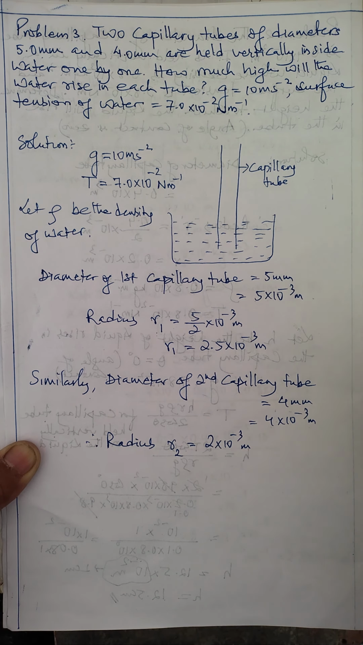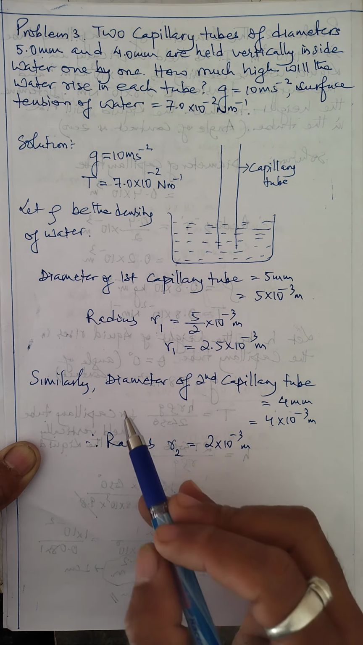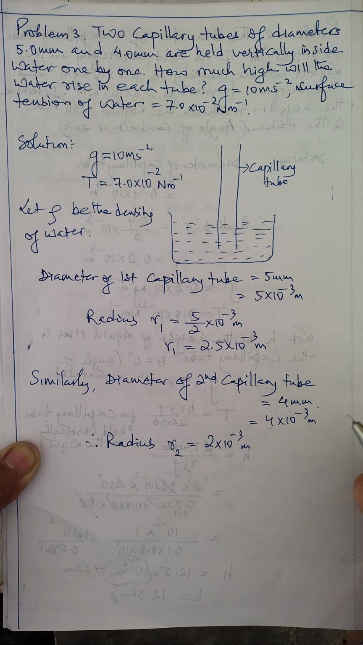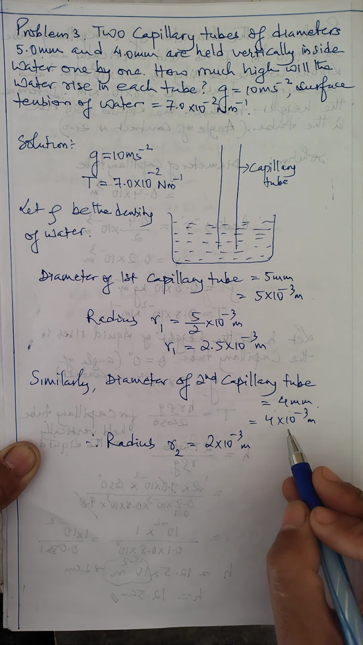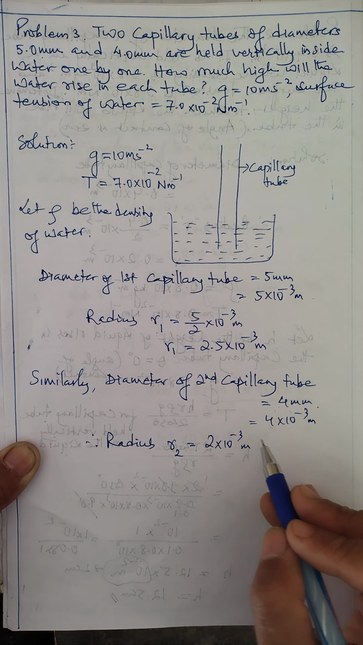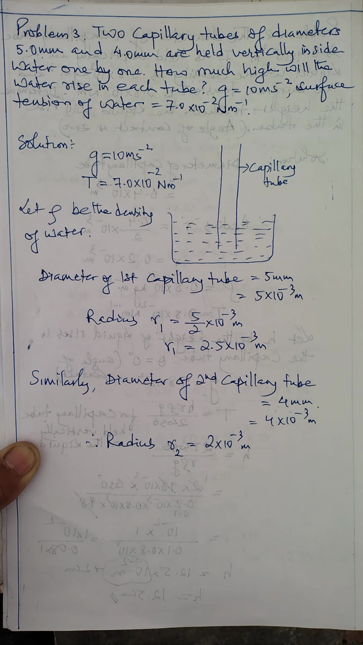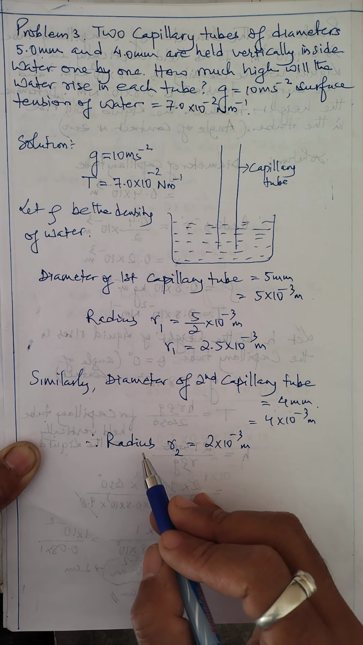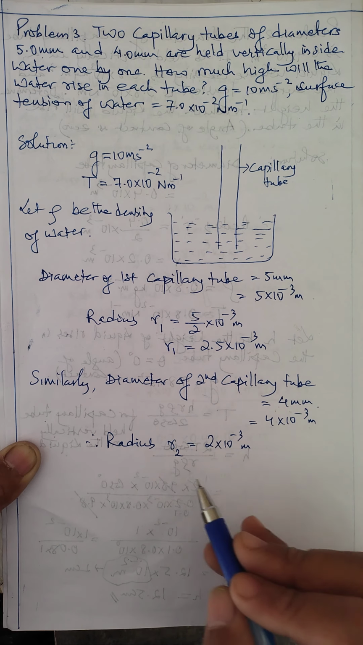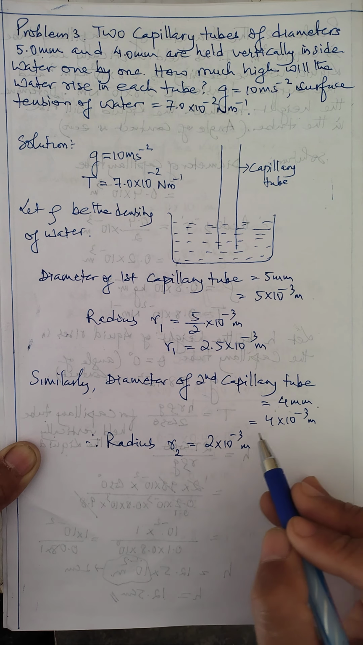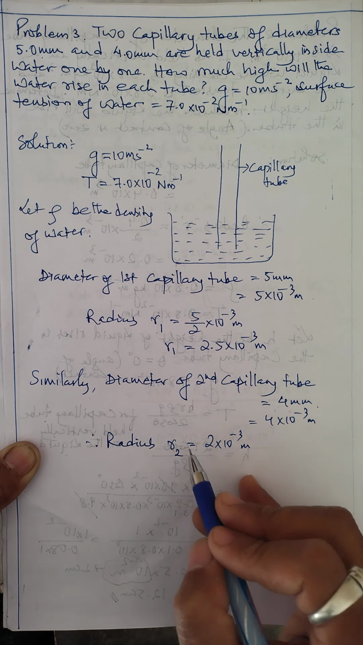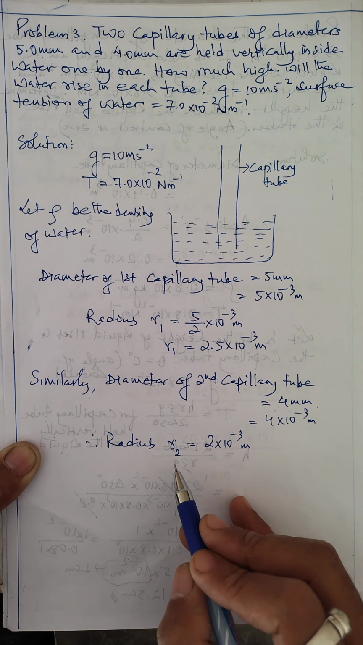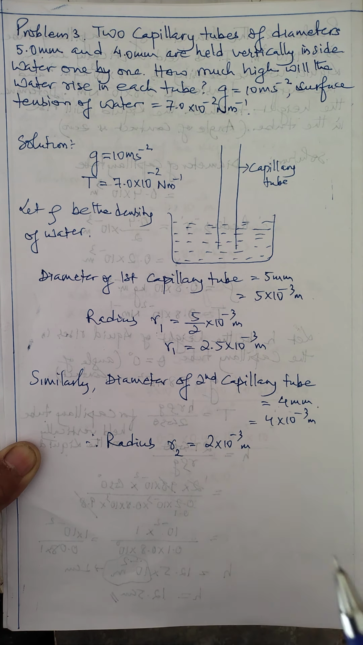But there is another capillary tube whose diameter is 4 millimeter. So the diameter of the second capillary tube is 4 millimeter. I convert again millimeter into meter: 4 into 10 to the minus 3 meter. Then the radius we can also calculate. For the second capillary tube, the radius is R2, which equals 2 into 10 to the minus 3 meters. I wrote it directly because half of 4 means 2. The radius is always half of the diameter. So R2 equals 2 into 10 to the minus 3 meter.